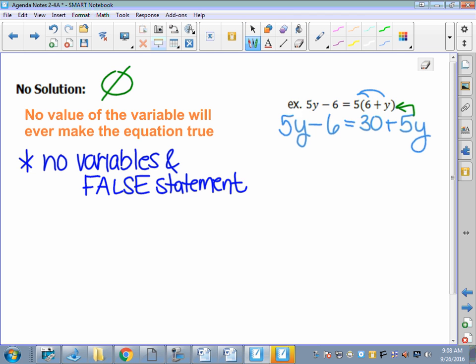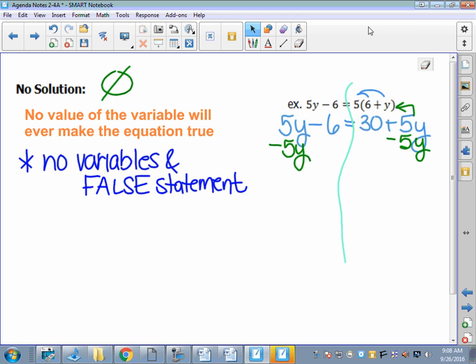So if I want to get this 5y out of here, I'm going to have to subtract 5y. I didn't put my little line here. When I subtract 5y, what do you notice happens? What's 5y minus 5y over here? No y's, right? So all I'm left with is a negative 6. On the right-hand side of the equation, I've got 30 plus, what's 5y minus 5y? Nothing. All of my variables went away. The 5y's all subtracted right out of there.